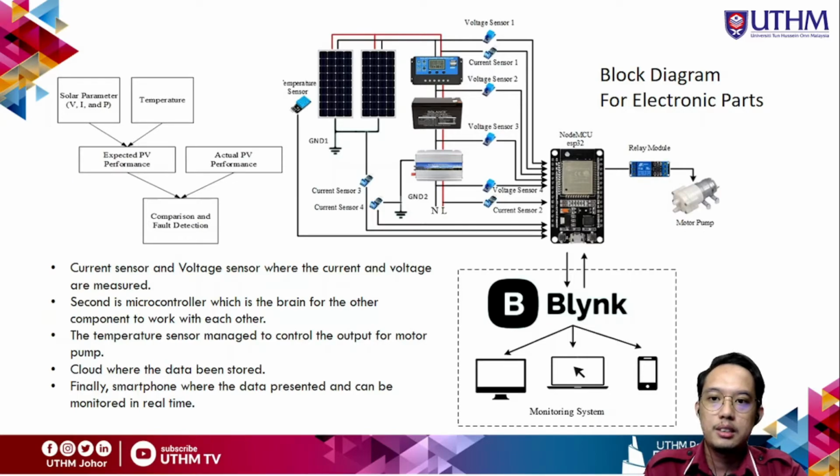So for the flowchart, it will show the solar parameter and temperature sensor that collect data and are compared to the expected PV performance. With the expected PV performance, we compare with the actual PV performance to classify the comparison and fault detection.